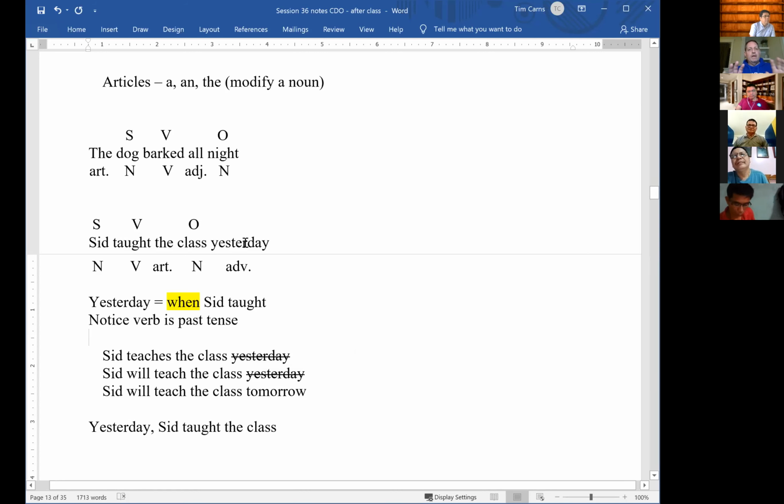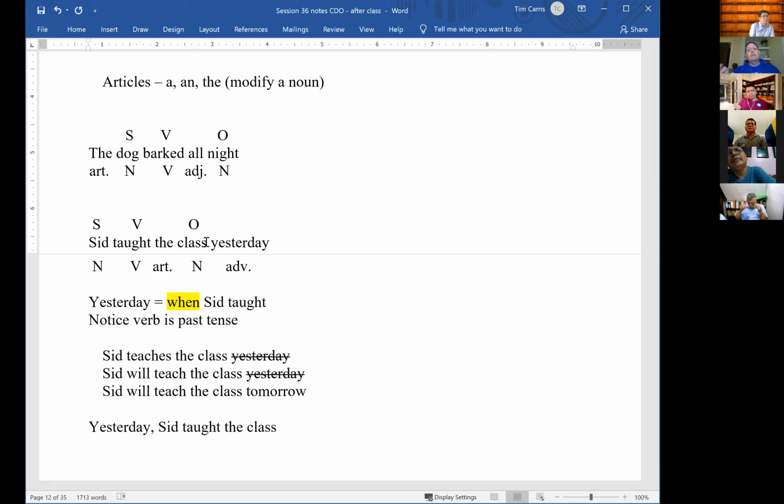The thing I wanted you to notice is that this word here is an adverb, even though it's located on the other side of the object. How you figure this out is to ask yourself how each word is functioning in this sentence. "Sid taught the class." I've got my subject, Sid, doing the action. "Taught" is the verb, the action. And "class" is the object, receiving the action. Now, what is "yesterday" doing here? It's talking about a time, when something happens, which means it's going to modify a verb.